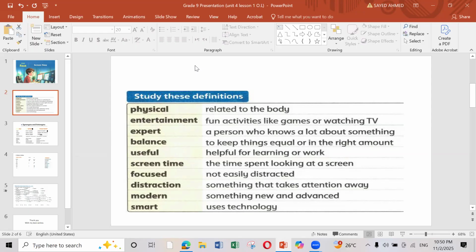Expert, a person who knows a lot about something. Balance, to keep things equal or in the right amount. Useful, helpful for learning or work. Screen time, the time spent looking at a screen. Focused, not easily distracted. Distraction, something that takes attention away. Modern, something new and advanced. Smart, uses technology. These were some of the words which are included in the text.